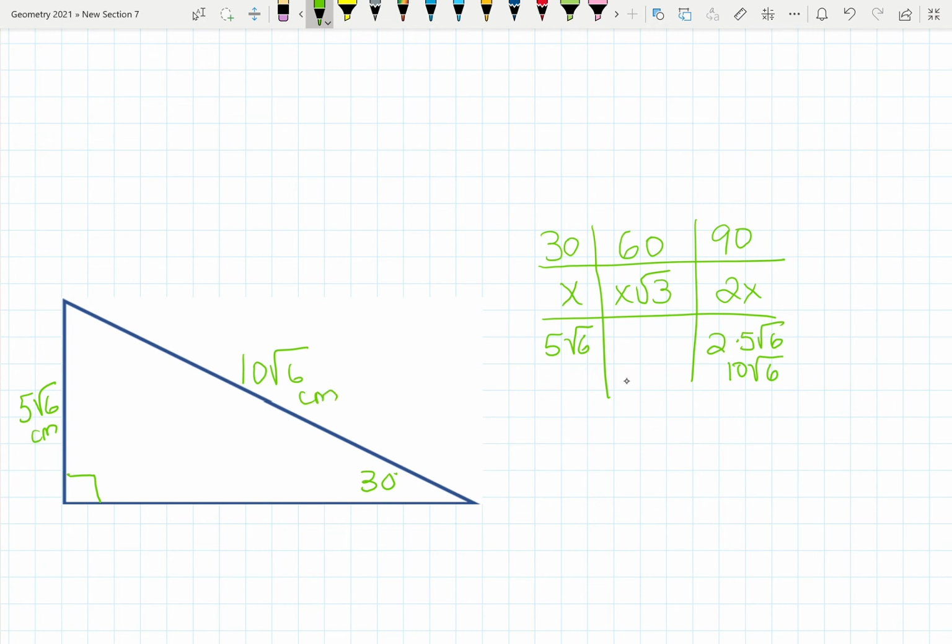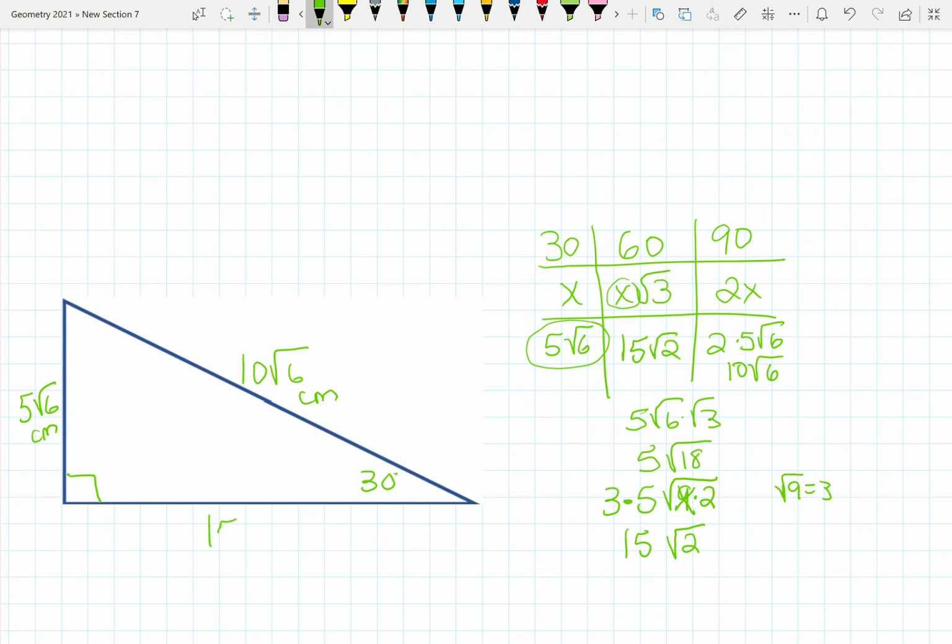And then this length right here, I would have to take my x value and multiply it by the square root of 3. So we're going to end up with 5 square root of 6 times the square root of 3. I can multiply those two square roots by each other, but we always have to ask ourselves, is that value inside the square root something that can be simplified? And in this case it is, because 18 is 9 times 2. I know that the square root of 9 is 3, so I'm going to take the square root of 9, which is 3, and I'm left with just a 2 inside the square root. So that simplifies to 15 square root of 2. That would be this length right here.